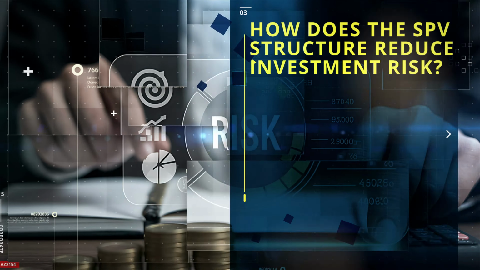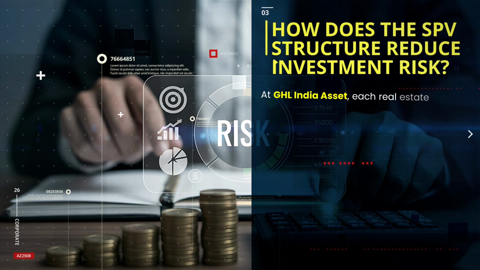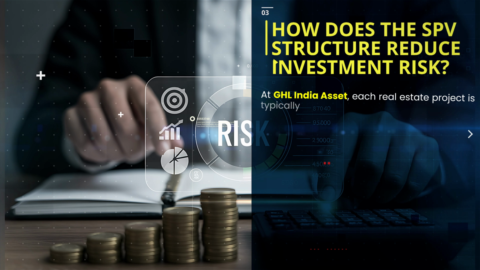3. How does the SPV structure reduce investment risk? At GHL India Asset, each real estate project is typically undertaken through a dedicated special purpose vehicle, SPV. An SPV is a separate legal entity created for a specific project or investment.